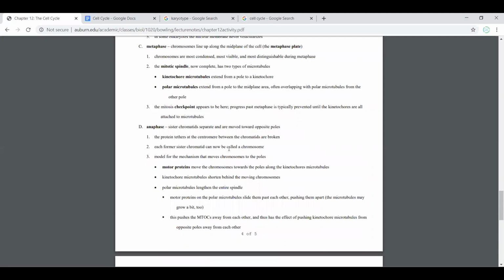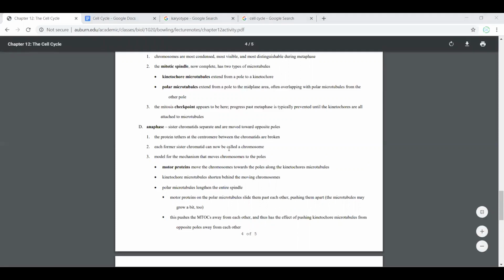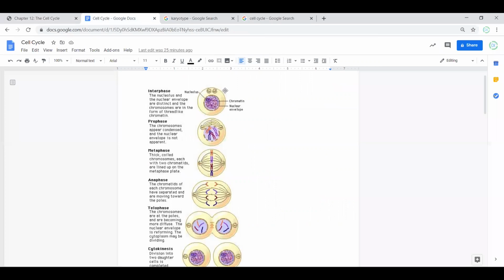But the next stage is metaphase. From prophase, we go to metaphase, and in metaphase, the chromosomes will line up along the midplane of the cell. This is what we call the metaphase plate. So, a good image of prophase and metaphase. So this is interphase, right? You can see the 2 centrosomes on opposite sides, just hanging around. The nucleus is here. You can see all the DNA inside, and then the nucleolus is right here.